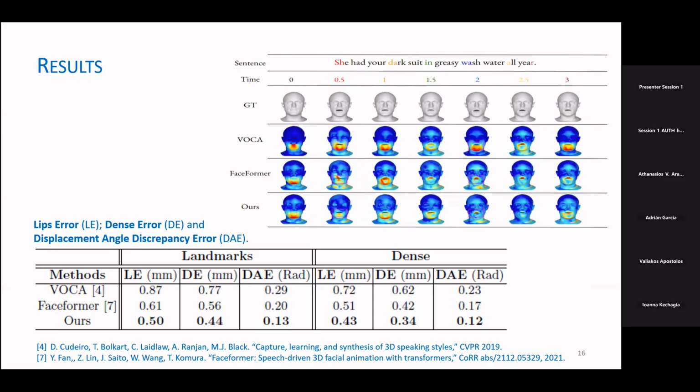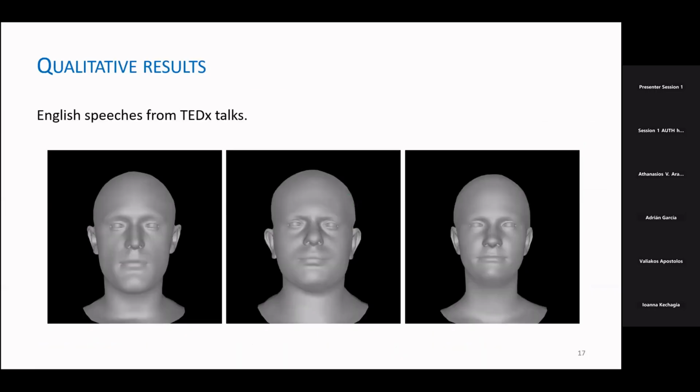Here you can see the errors computed on the landmarks and on the entire face. On the upper part of the slide, you can see some error maps of the face, and here we can also observe some of the results.